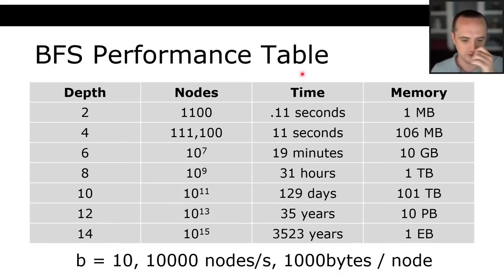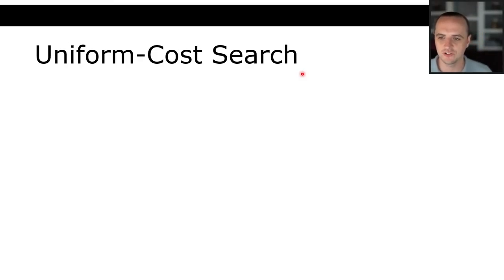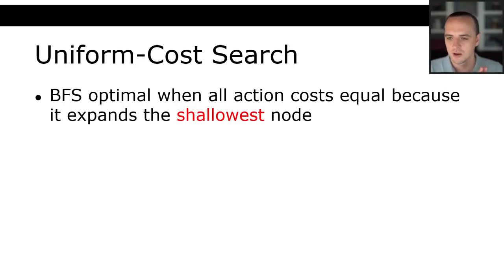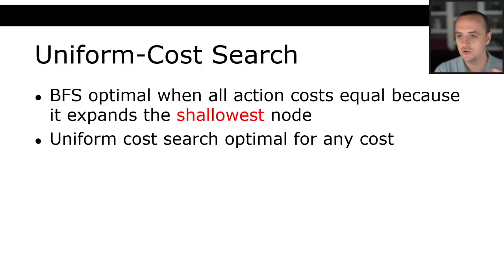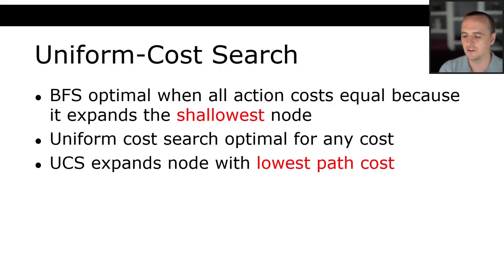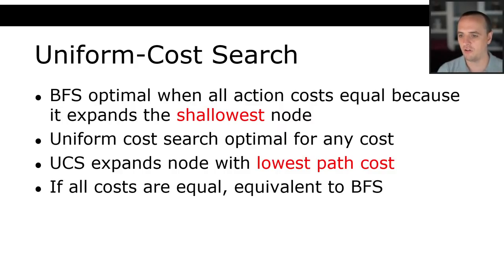Alrighty. So now I want to talk about our second algorithm, which is uniform cost search. It's a bit of a tricky name, but I'll explain the name in a bit. Breadth-first search is optimal when all costs are equal because it expands the shallowest node, okay? Uniform cost search is going to be our first optimal algorithm because it's going to expand the node in the tree with the lowest path cost so far. That is what uniform cost search is going to do. So if all costs are equal, then this algorithm is going to be equivalent to breadth first search. But if all costs are not equal, then this is going to be uniform cost search.